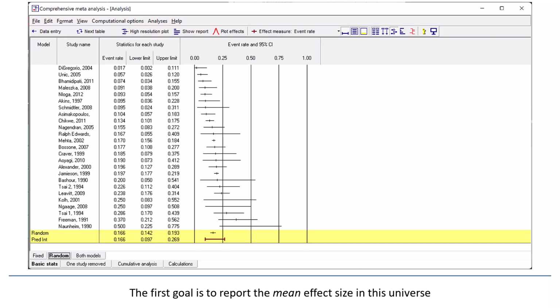The first goal is to report the mean effect size in this universe. The second goal is to report how widely the true effect size varies across studies. With that in mind, let's have a look at the analysis.